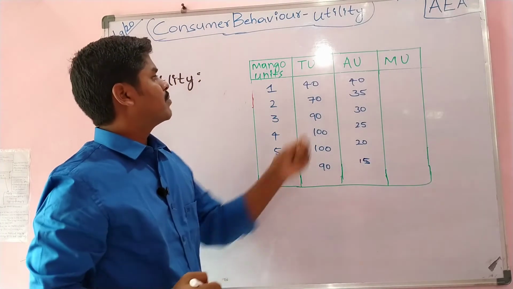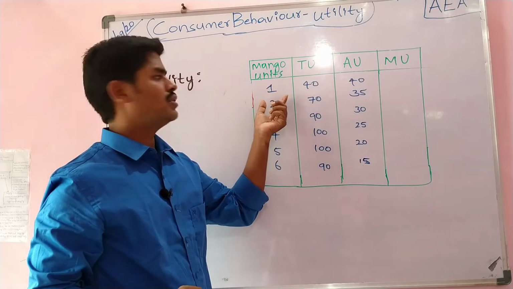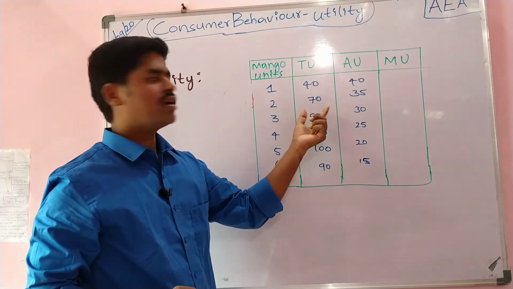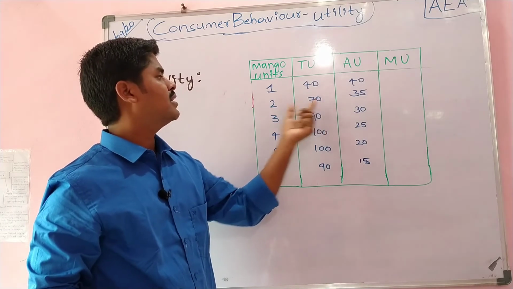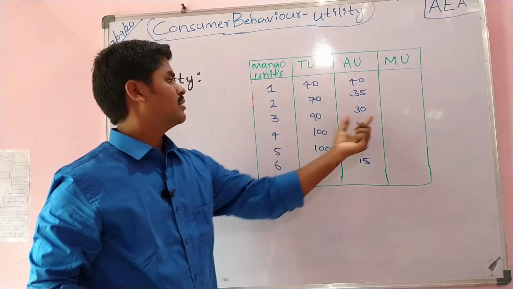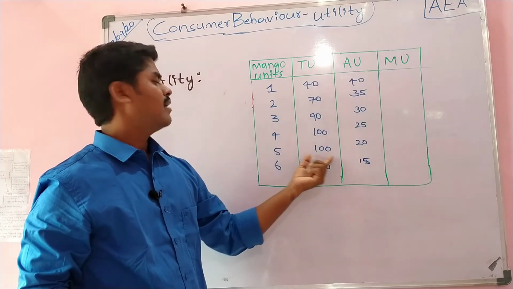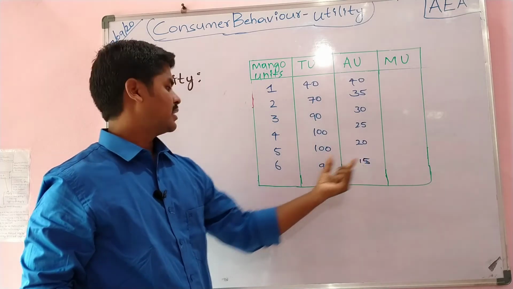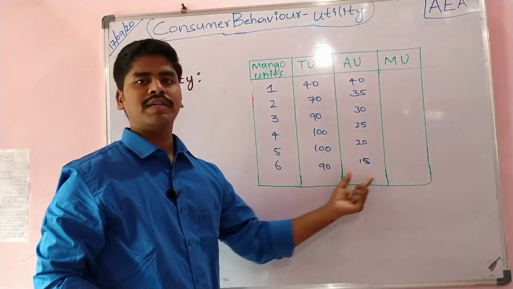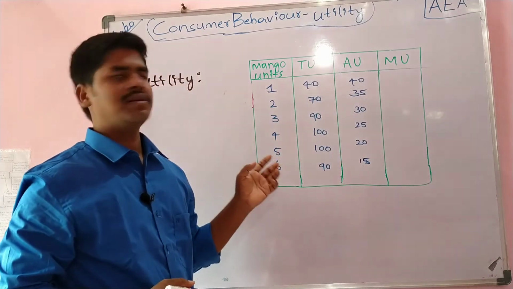First, total utility by number of units is 40. Total utility 70 by 2 is 35. Total utility by 3 is 30. And 100 by 4 is 25. 100 by 5 is 20. 90 by 6 is 15. So this is the average utility we get from this particular table.